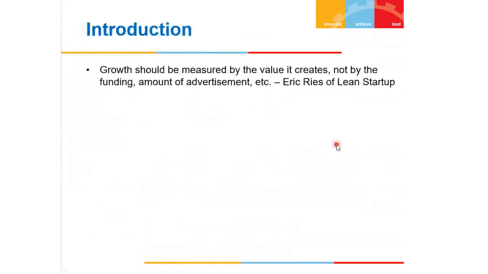So Eric says growth should be measured by the value it creates, not by the funding, the amount of advertisement, etc. The company's valuation may be very high because the investors think that the product has a great future. They may pump in a lot of money, but that doesn't mean it is really bringing value to the customer, right? So the way to measure the impact of the product is to measure the value it is creating for the customer. Okay, that is the main point. If you really want to be one step ahead of the competition, it is not the valuation of your company, but the value it creates for the customer.